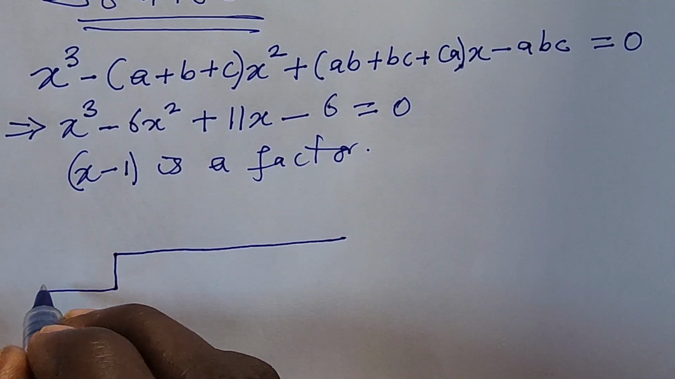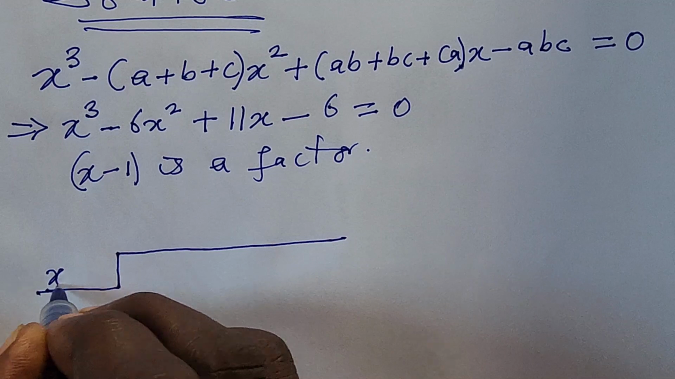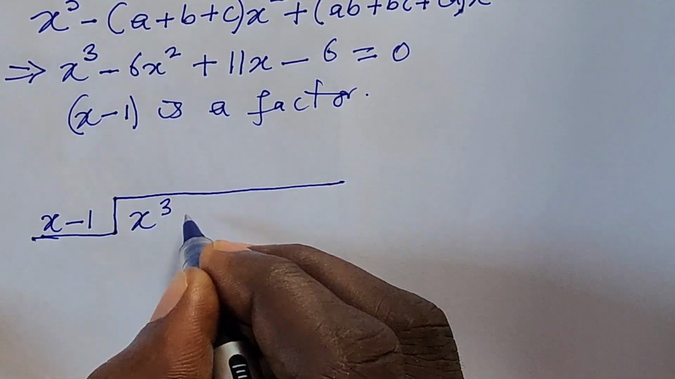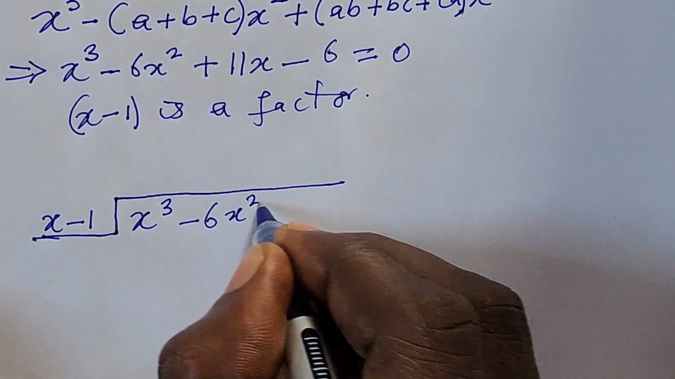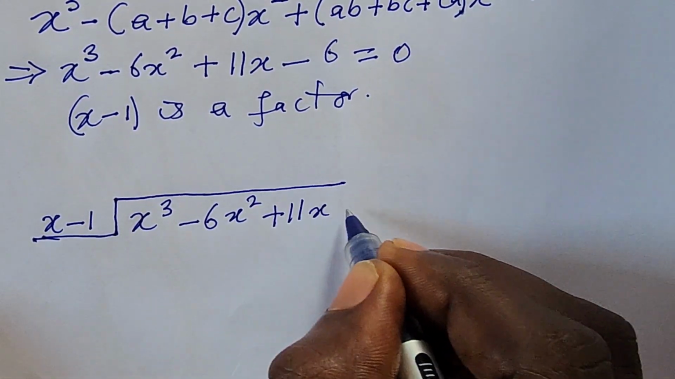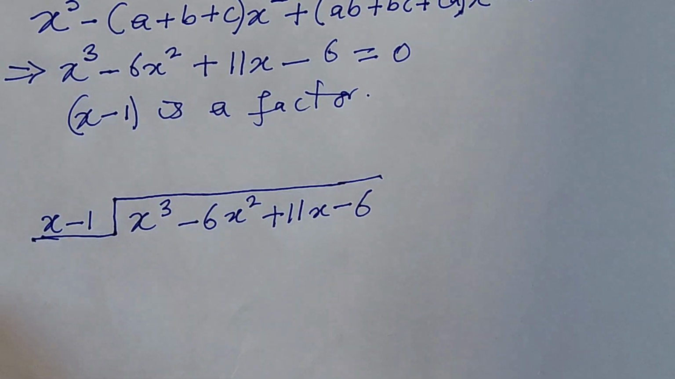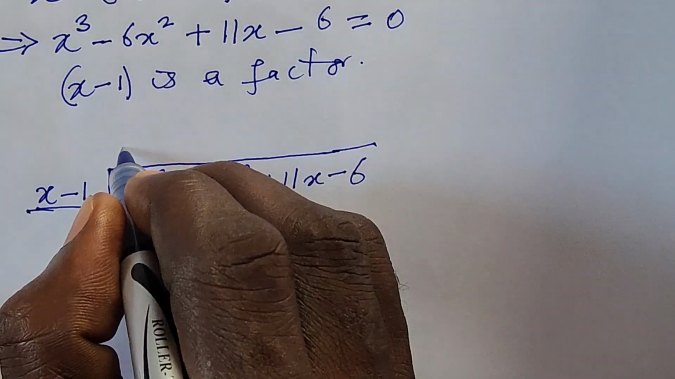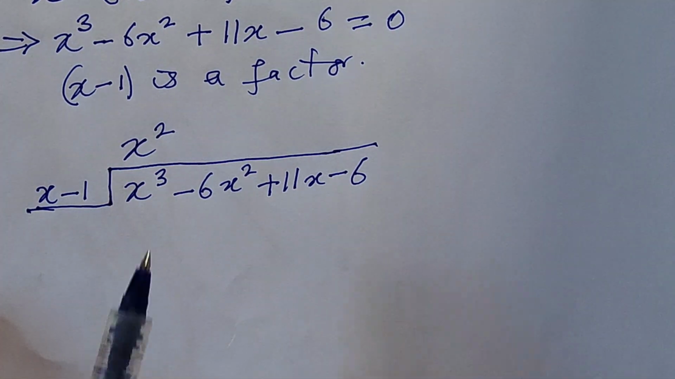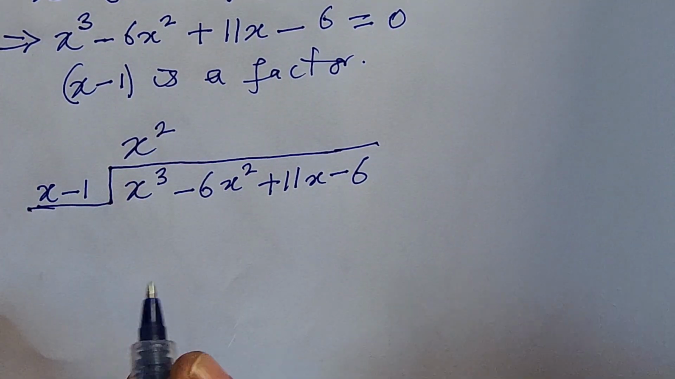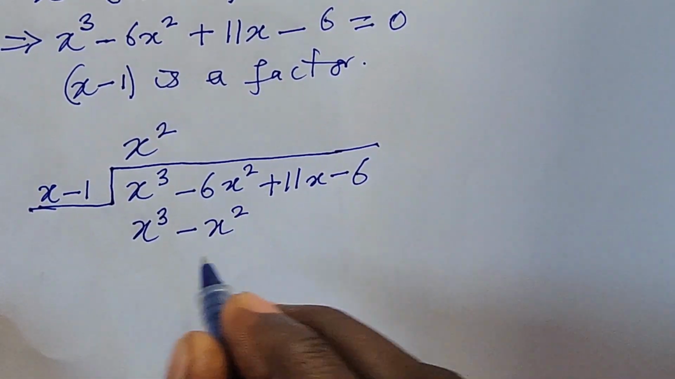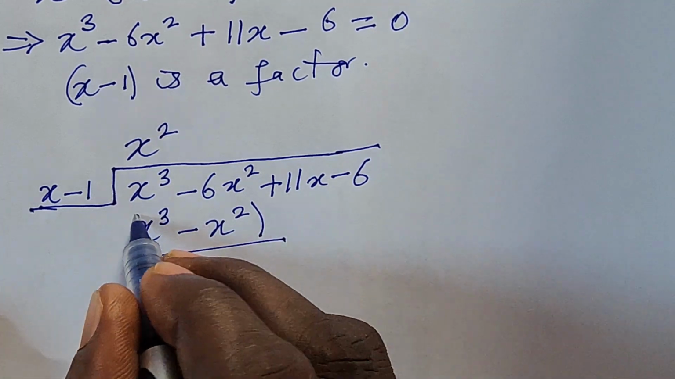Okay, so we put in our divisor. Our divisor is x minus 1, and our dividend is x to the power of 3 minus 6x squared plus 11x minus 6. Okay, so we take this step by step gradually. So we use x to divide x to the power of 3, and this will give us x to the power of 2. We use this to multiply this. So this will now give us x to the power of 3 minus x squared. We rule off this and we try to divide.